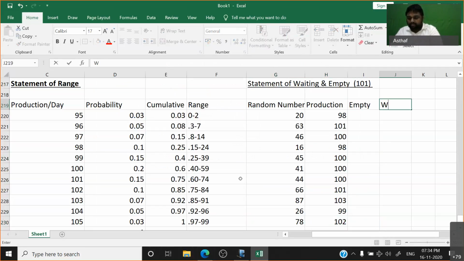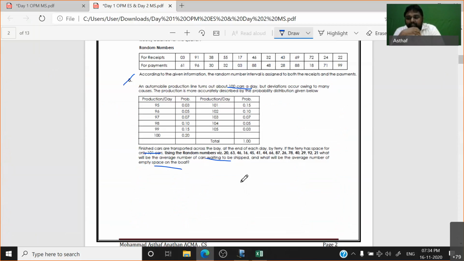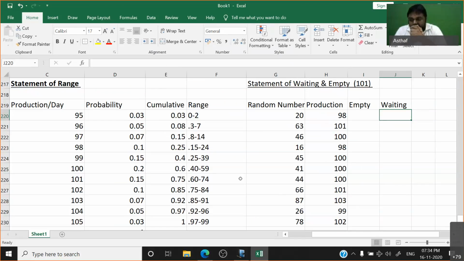Now listen here. We have to get two things: empty and waiting. See, first you should understand when the empty will come and when the waiting will come. Our capacity is 101. Empty will come if your production is less. So if you look here, you have capacity 101, your production is 98. That means 3 will be empty. Here there is no empty. Here there will be 1 empty.